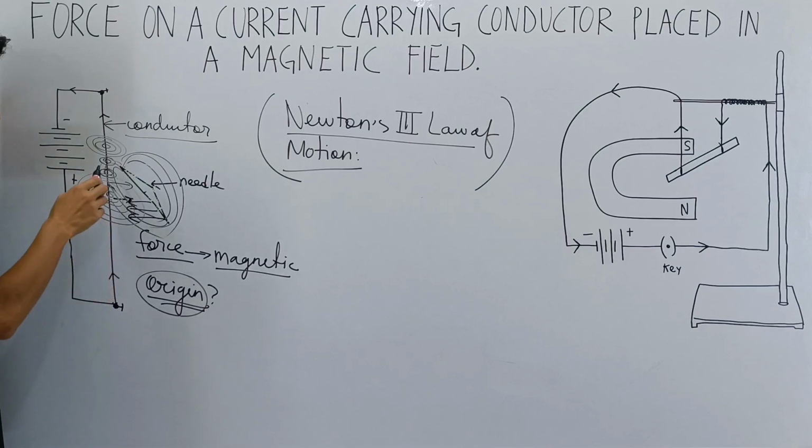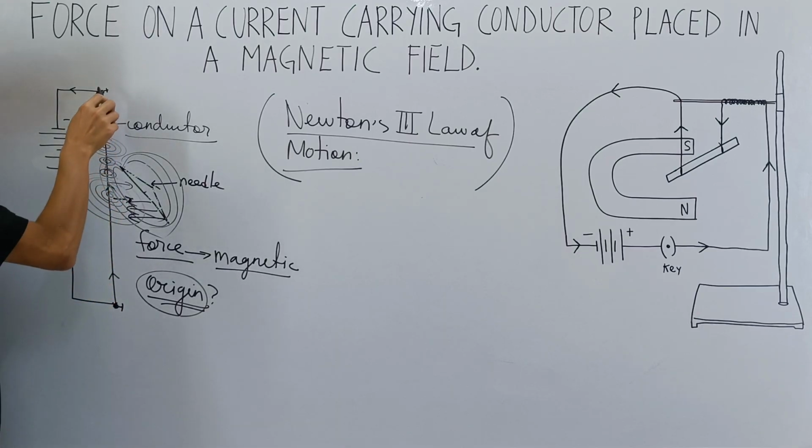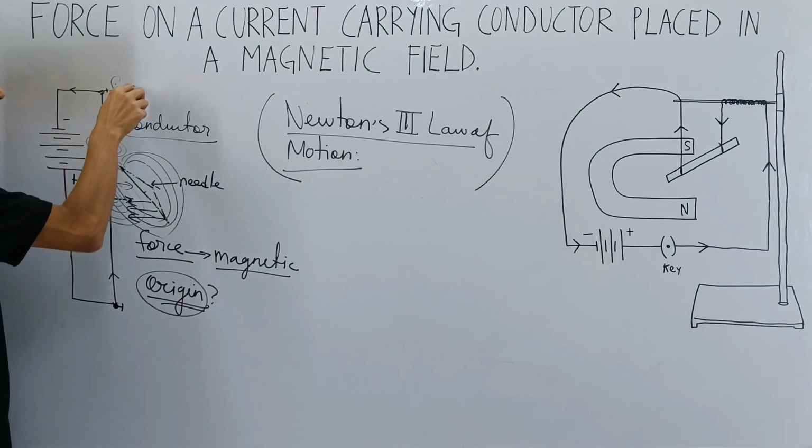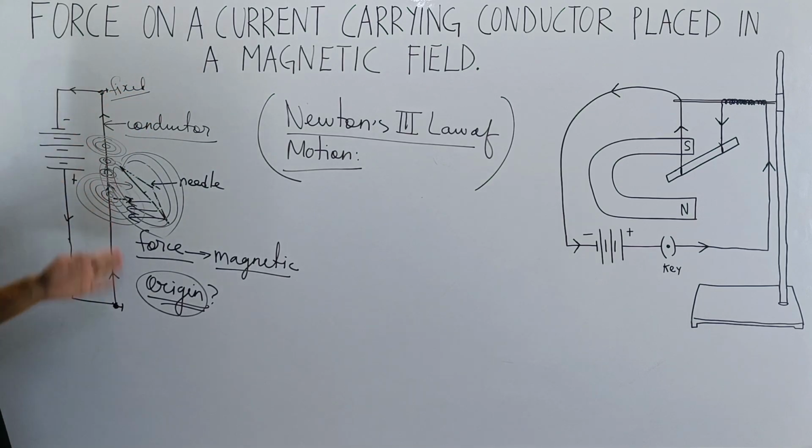So now the question is, we have seen the magnetic needle move. Now, can we make this conductor move? Like I said, in Oersted's experiment, since the conductor was fixed, we don't see the conductor moving.